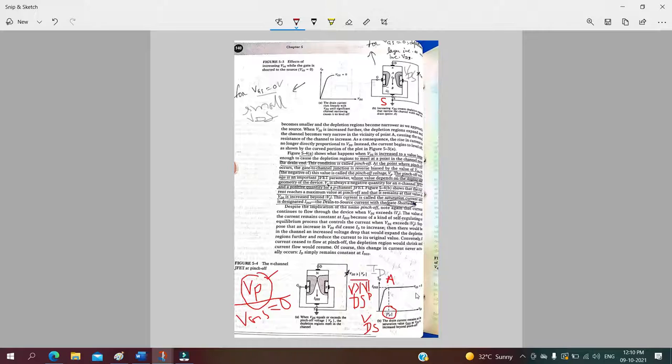Now this is the case for VGS equal to 0 volt. This saturation current value is denoted by IDSS.